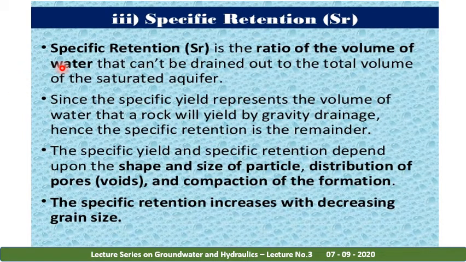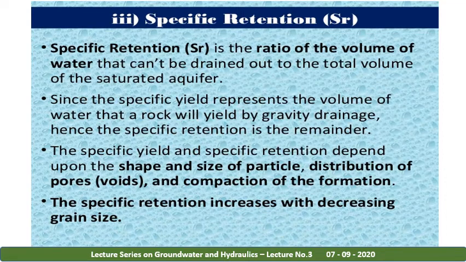The next parameter is specific retention, that can be written as SR, capital S and small r. Specific retention is the ratio of the volume of water that cannot be drained to the total volume of a saturated aquifer. Say for example, in an aquifer, if you have a saturated water table, that water will not drain, means it will not be yielded by the pumps or any other means.